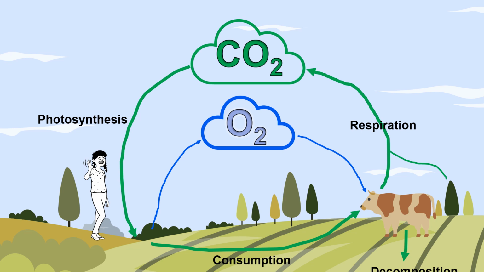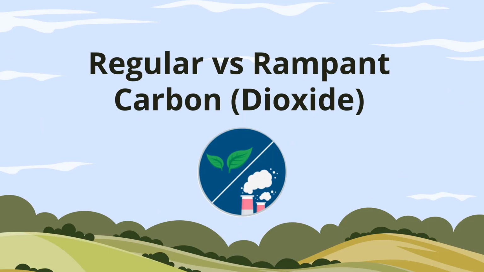But we haven't talked about us being humans. We're animals, yes, we act as heterotrophs and we act as consumers within this cycle, but we also have added some other parts, which we are going to look into next. We're going to start looking at regular versus rampant carbon. Usually when I'm talking about regular versus rampant, we're talking carbon in the form of carbon dioxide.